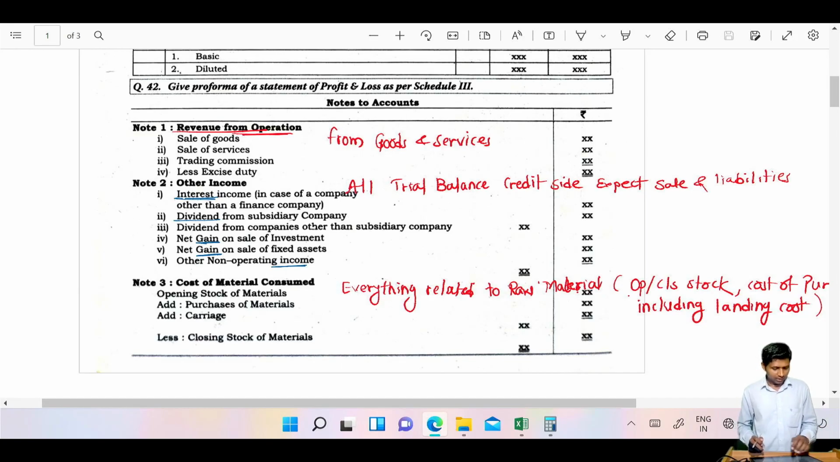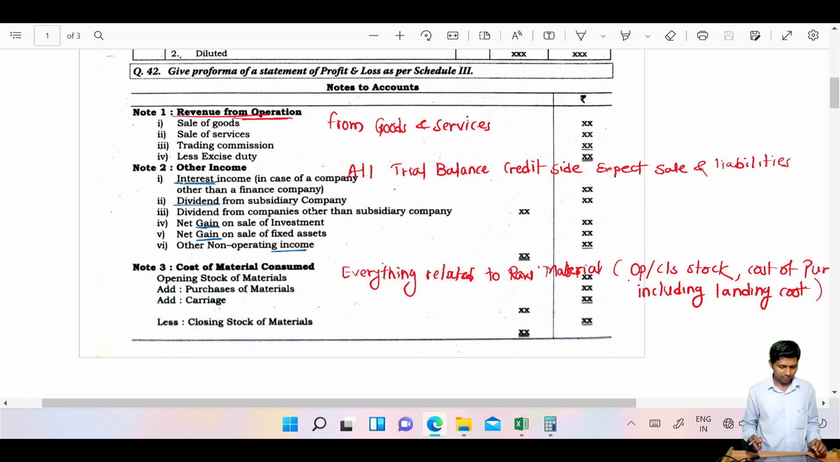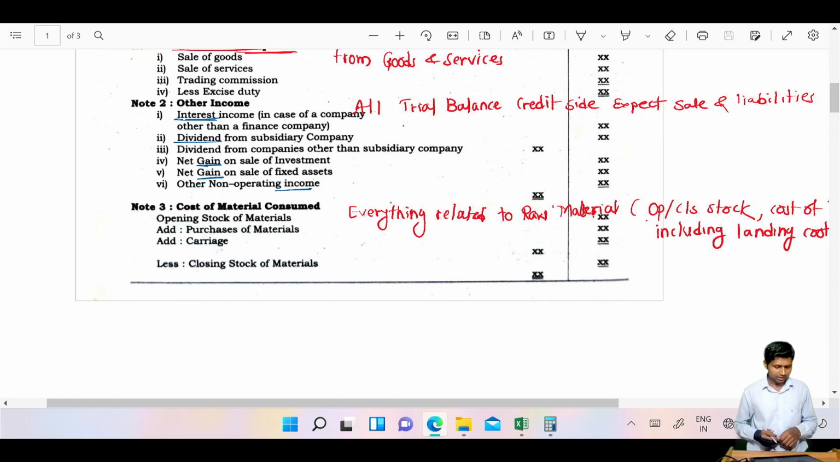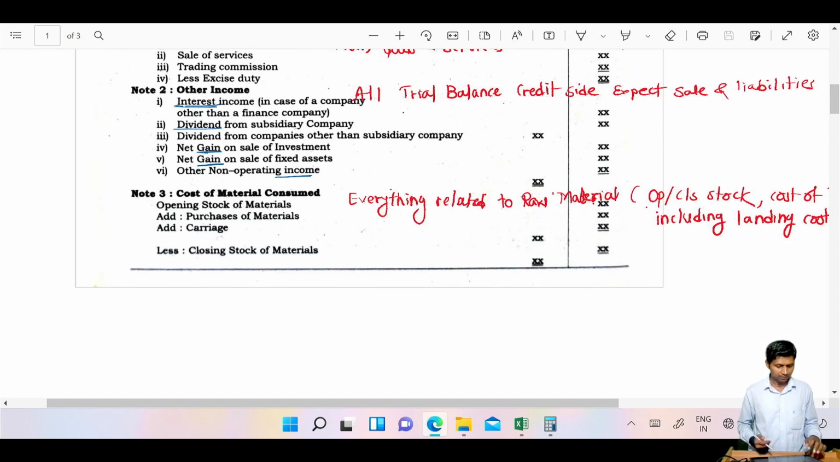Read these notes. Then revenue from operations. In that, as I said, you will find goods, services, trading commission, and then less excise duty, etc. All these are part of your revenue from operations. And then you find other income. In the other income category, as I explained, if something is not part of the first category, sales, then obviously it is part of the second, because on the revenue side you will find only two. If not first, then obviously second. Other income means interest income, dividend income, commission income, gain on sale of investment, gain on sale of fixed asset, etc.